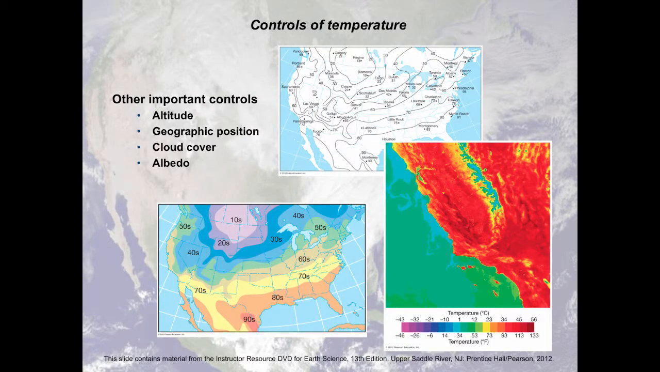The other controls of temperature are, of course, altitude. The higher you go, we saw that in the thermal structure of the atmosphere and the environmental lapse rate. Other important controls: altitude, geographic position, cloud cover, which absorbs incoming solar radiation, and albedo. Remember, albedo is the reflection of solar radiation back out to space.